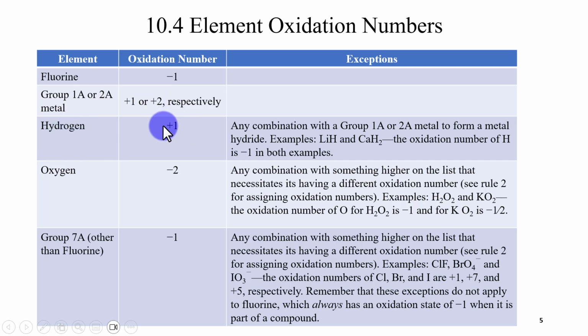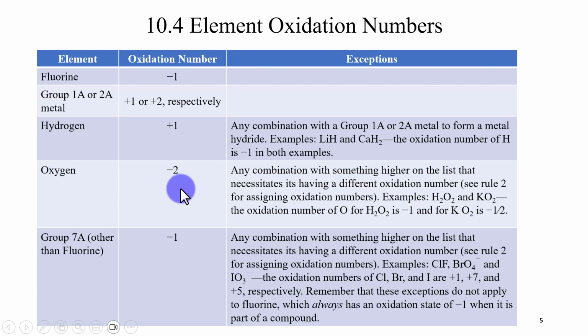Hydrogen will have a +1 unless it's combined with group 1A or 2A metals to form a metal hydride, like lithium hydride and calcium hydride. In this case, the oxidation number of hydrogen is -1 in both examples.